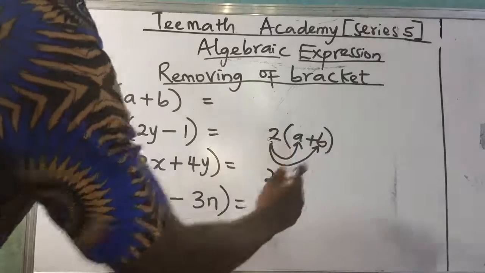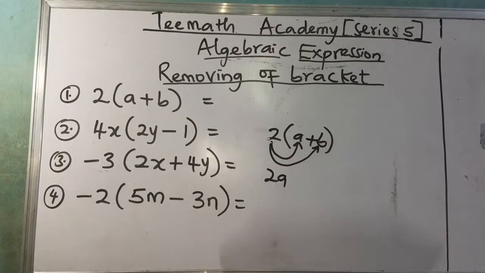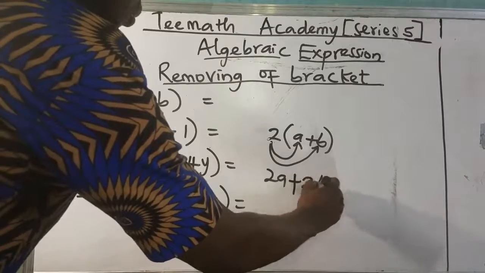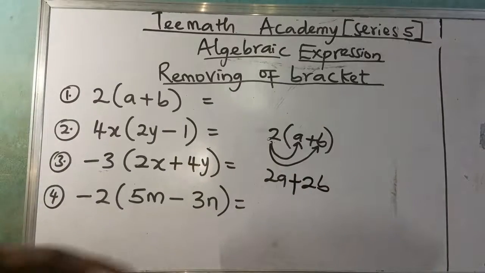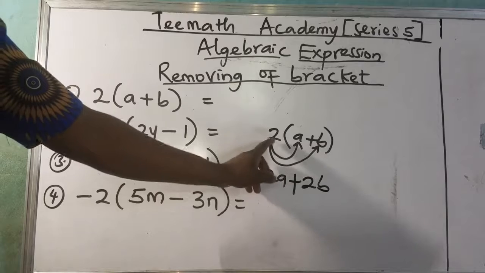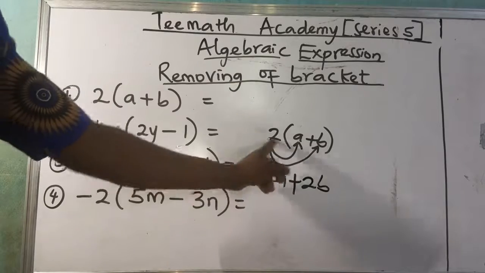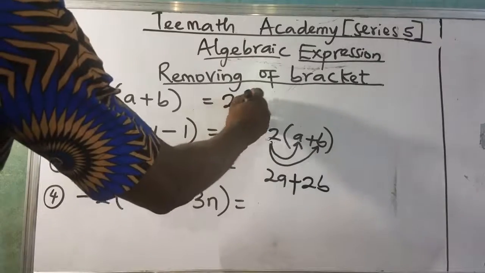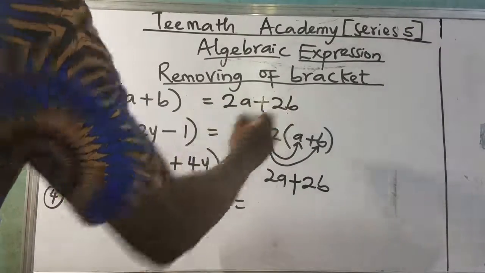Now 2 times b, that is 2b. What sign is 2b? It is plus. So I'll now write it together with its sign. So here I have 2 times a to be 2a, then don't say plus like I said. So 2 times b, that is what? 2b. So the answer here is going to be 2a plus 2b.